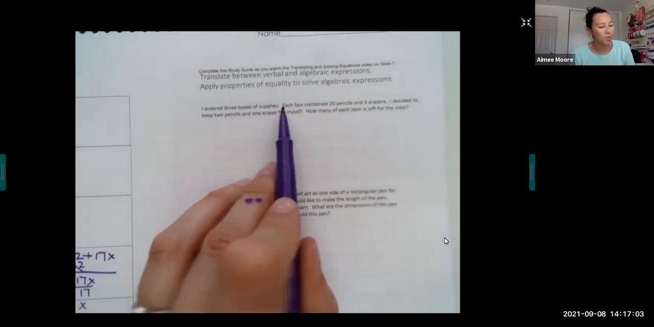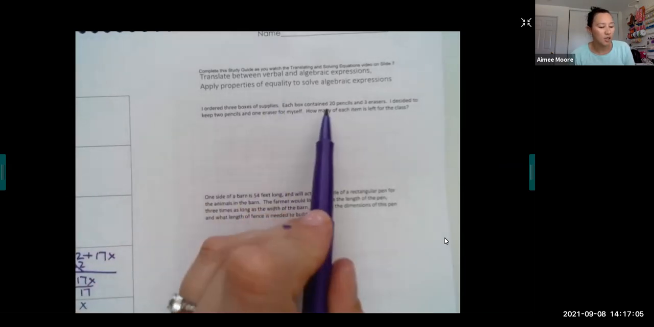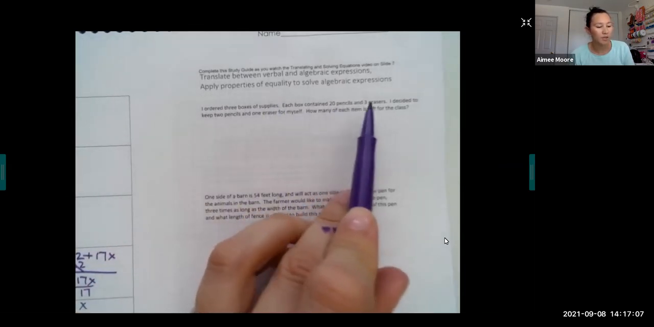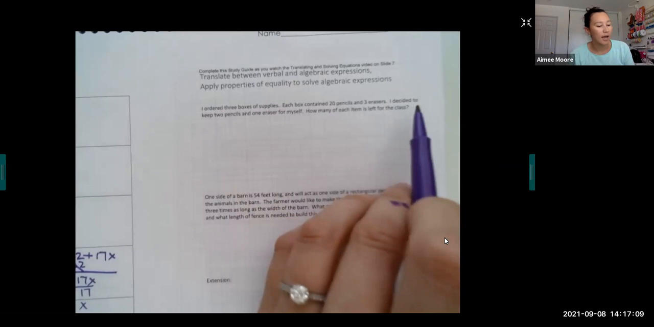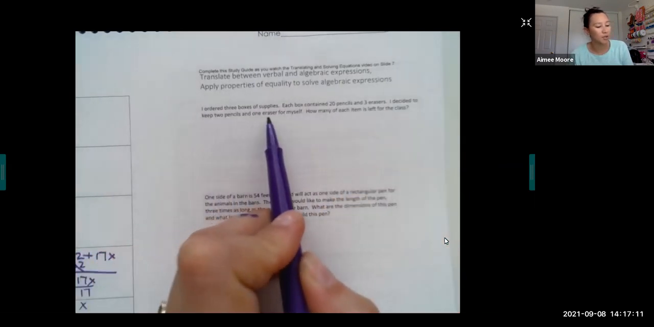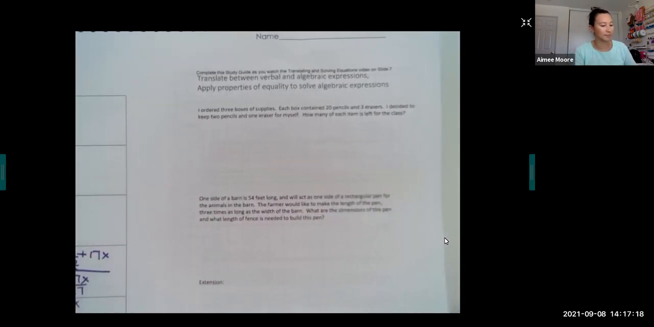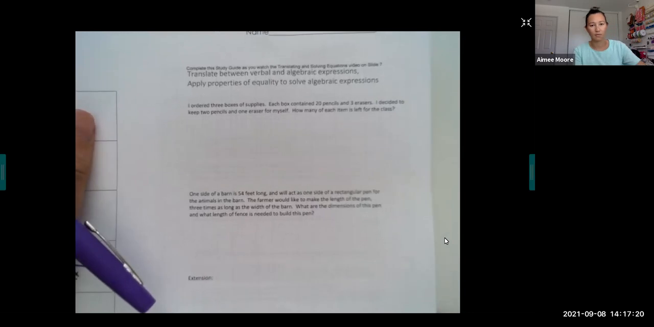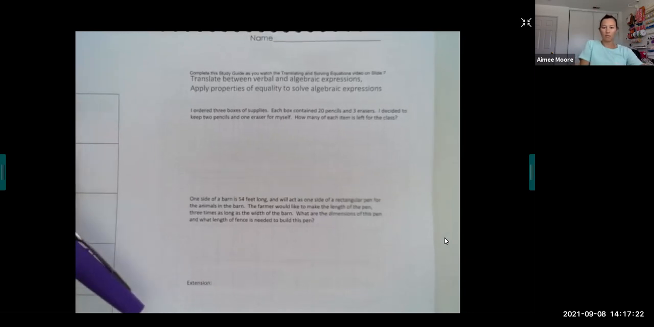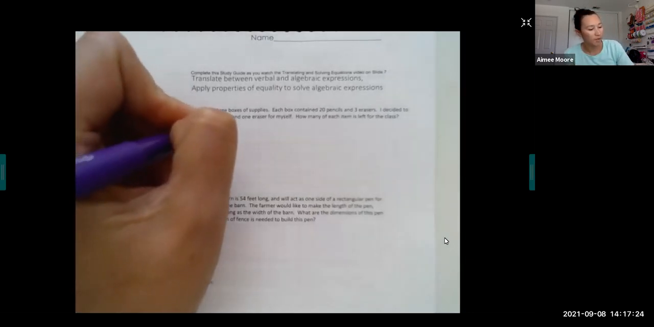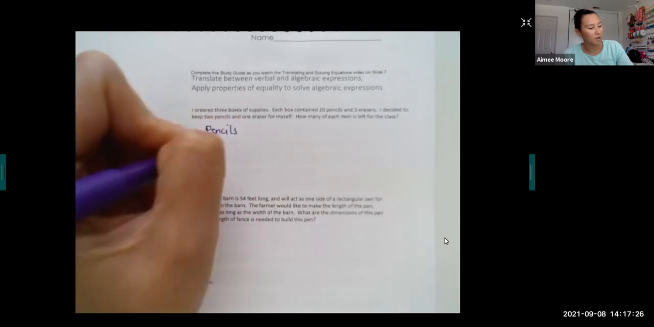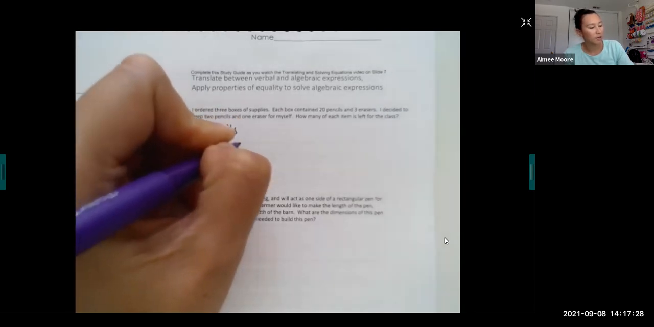So I ordered 3 boxes of supplies. Each box contained 20 pencils and 3 erasers. I decided to keep 2 pencils and 1 eraser for myself. How many of each item is left for the class? So we need to figure out the number of pencils and erasers.